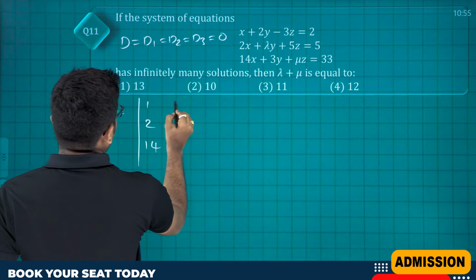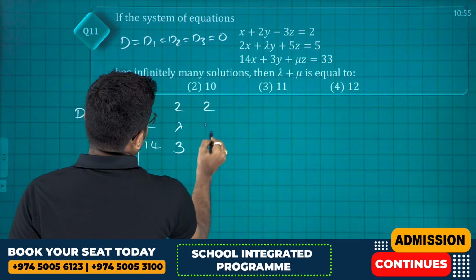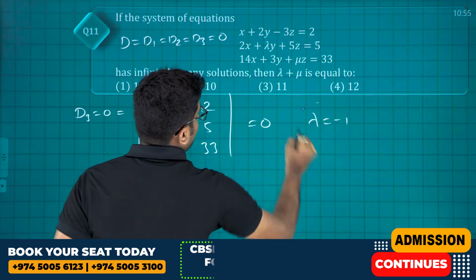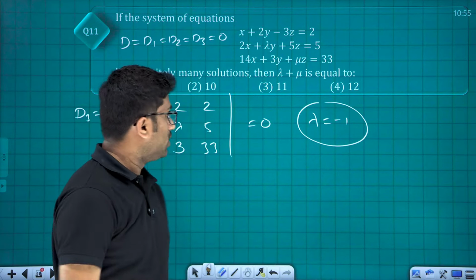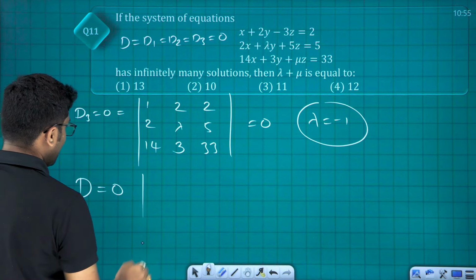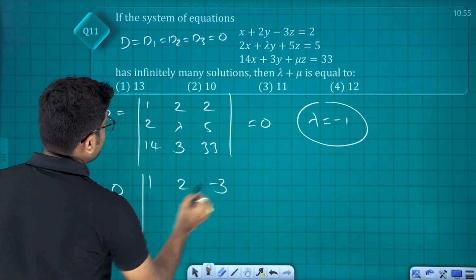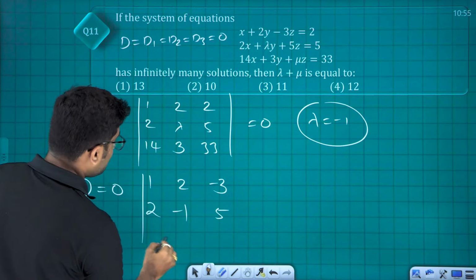1, 2, 14, 2, lambda, 3 and 2, 5, 33. Equate it to 0. From here you will get lambda equal to minus 1. Lambda is equal to minus 1. Now put lambda equal to minus 1 in capital D. What is capital D? D is now 1, 2, minus 3, 2, minus 1, 5, 14, 3, mu.